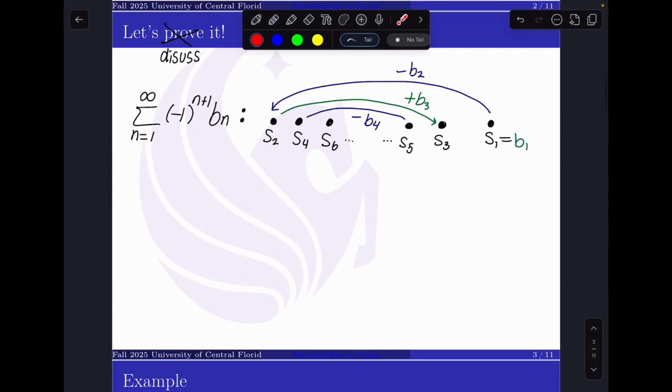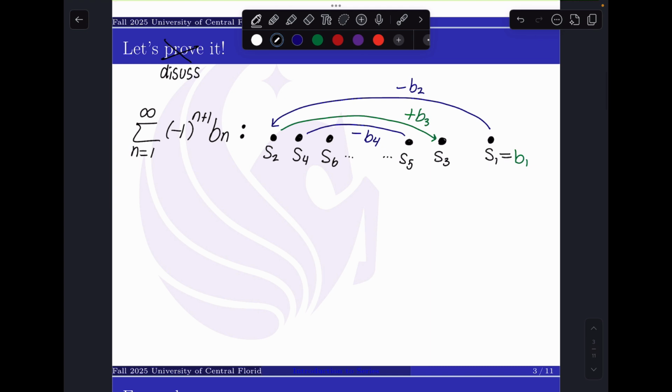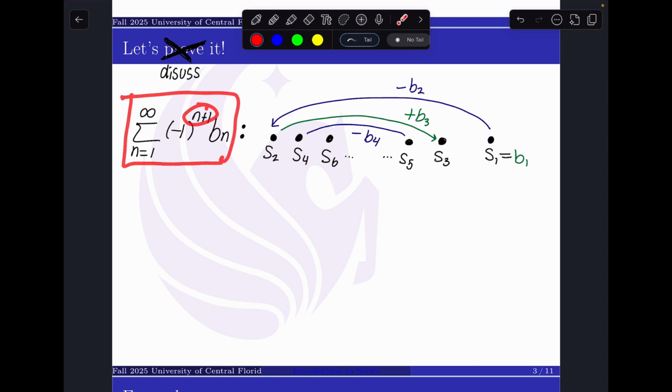All right, so we're going to discuss why this is true. I was originally going to prove it, but we're just going to discuss it, so this will be basically the skeleton of the proof, but I'm not going to put all of the nitty-gritty details down. So let's assume I'm looking at an alternating series like this one: the sum from n = 1 to infinity of (-1)^(n+1) times b sub n. So I'm alternating in sign, and I'm starting off with a positive term. Now, my first term is going to be b sub 1.